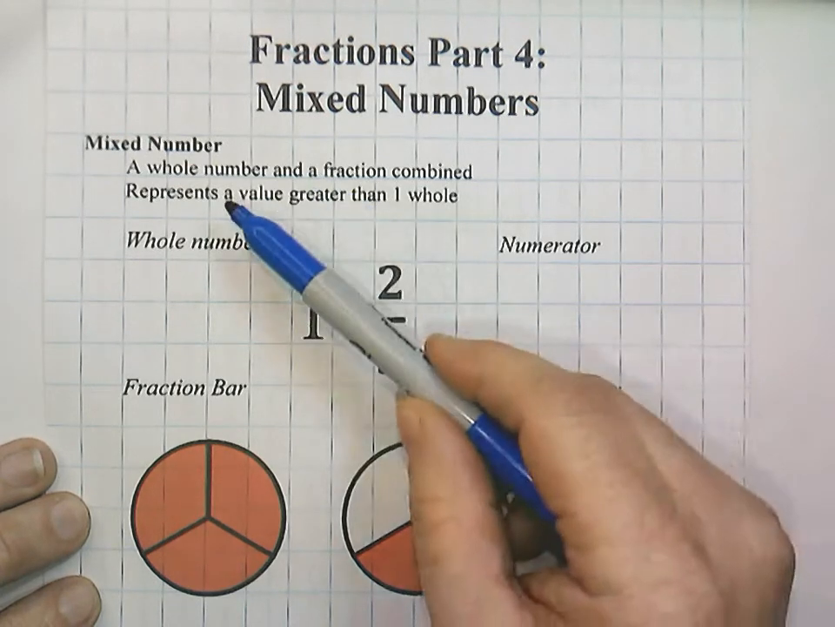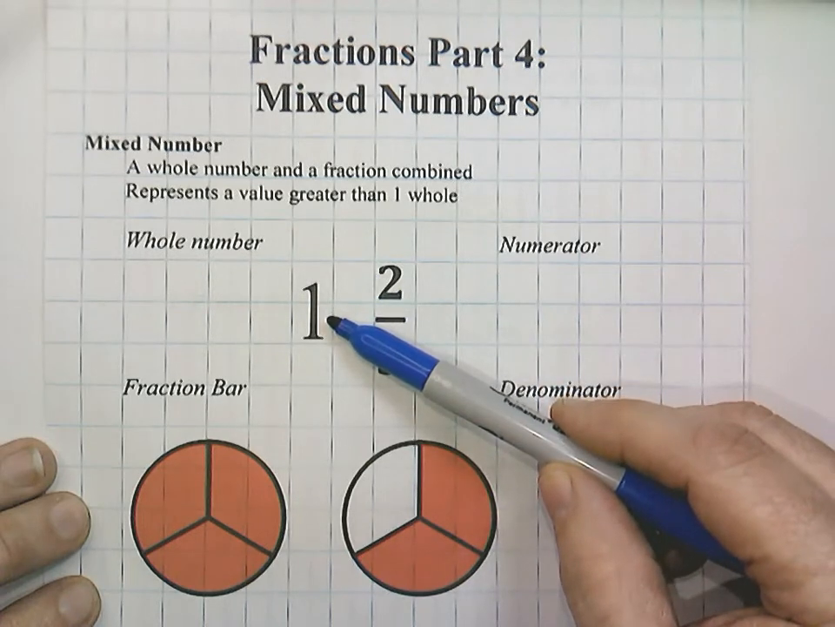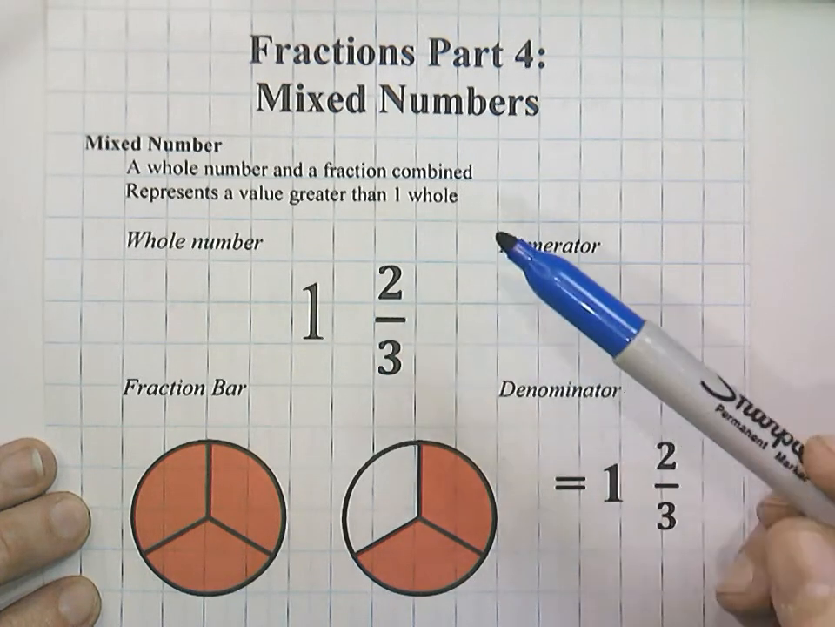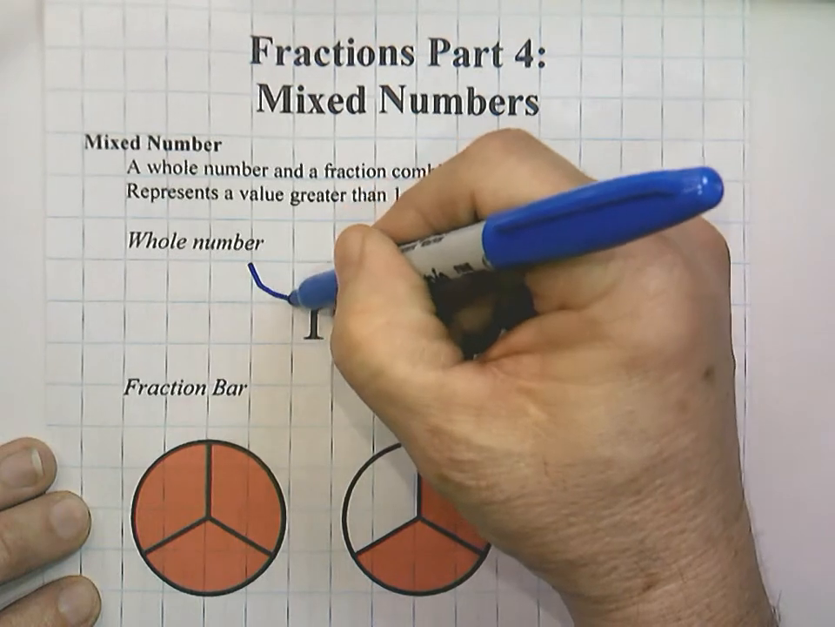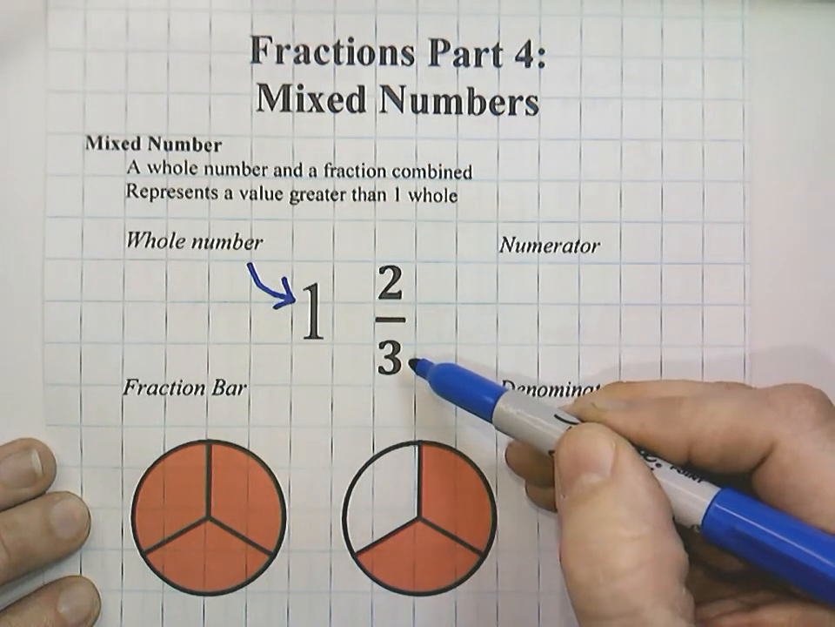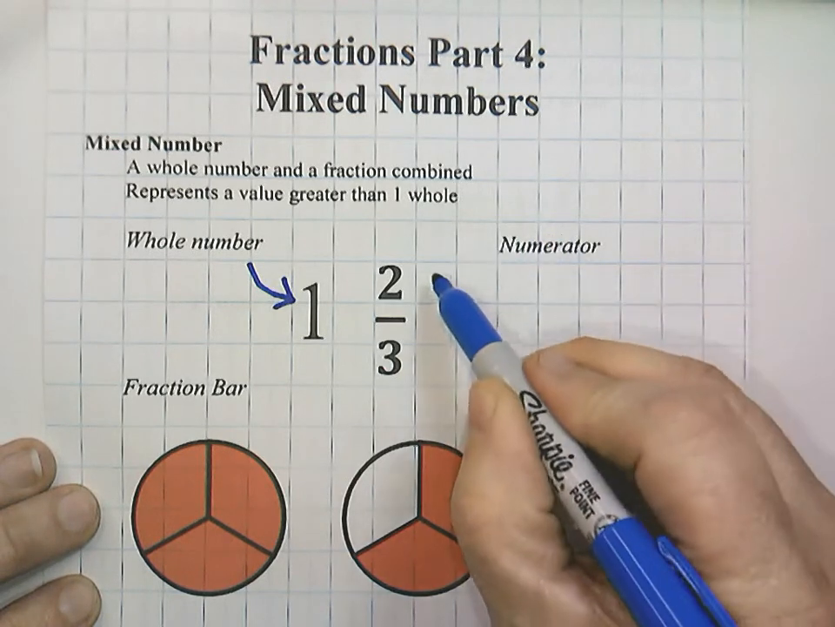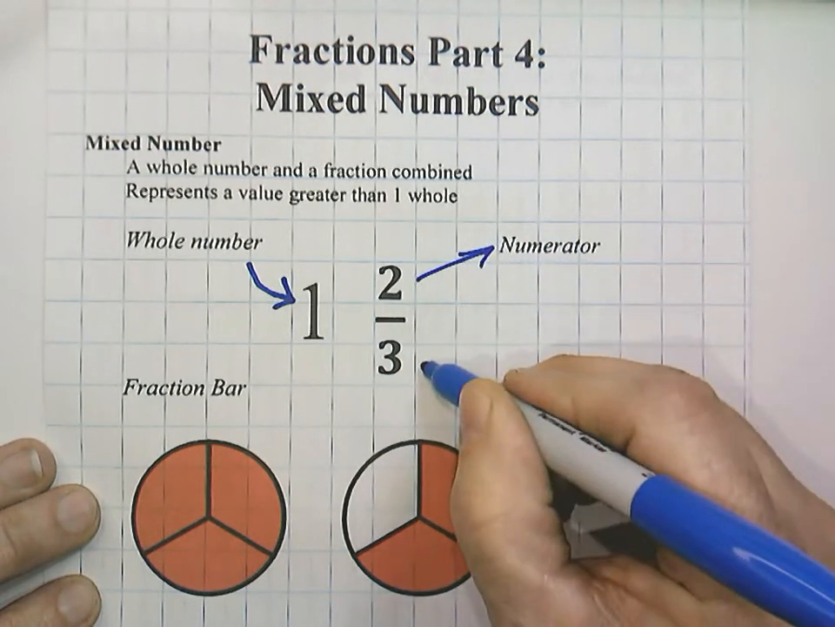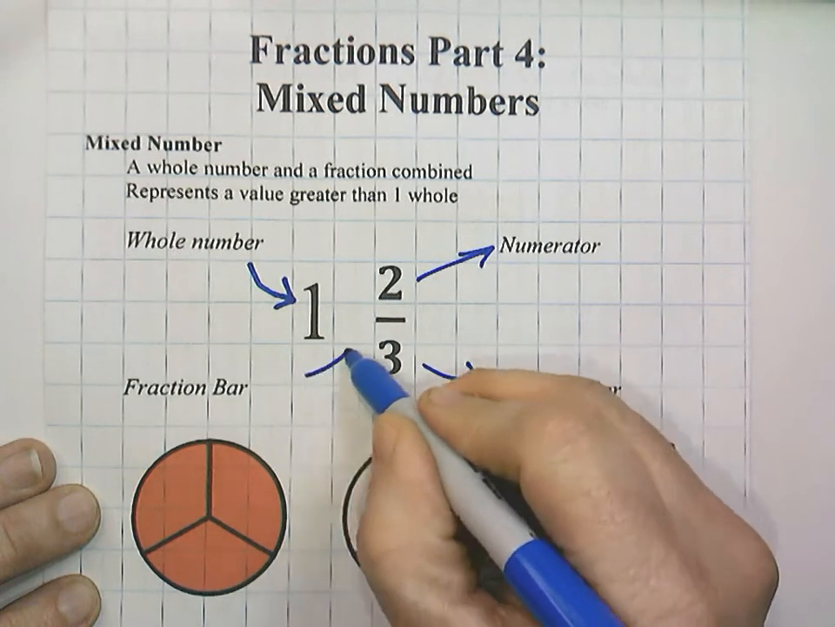And a mixed number is a whole number and a fraction combined. So here you can see 1 is our whole number in this example, and 2/3 is our fraction. Remember that a fraction has three parts, a numerator, a denominator, and then you have your fraction bar here in the middle.